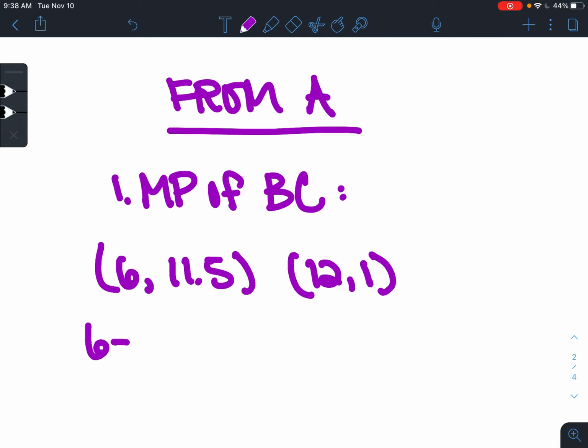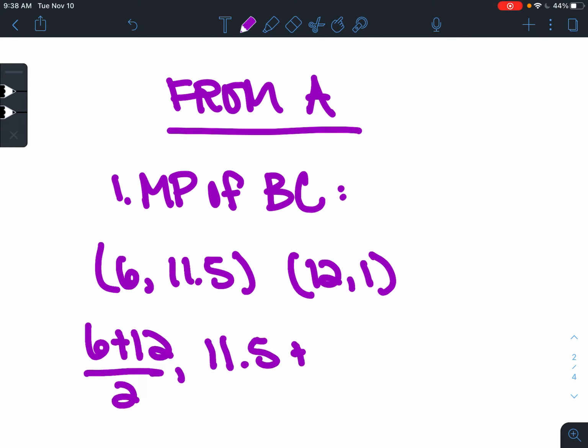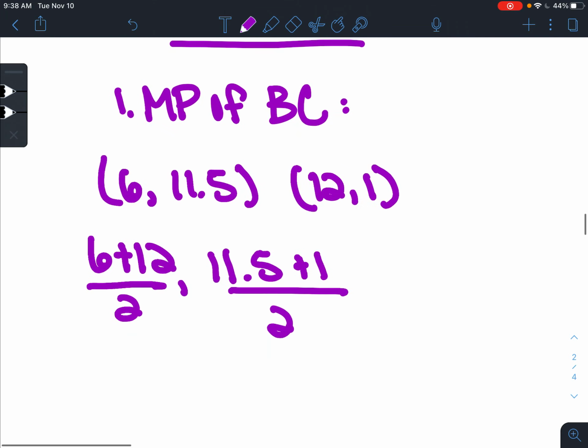All right, I'm going to do 6 plus 12 divided by 2, and then I'm going to do 11.5 plus 1 divided by 2. Which means I get 18 divided by 2, which is 9. And then if I divide 12.5 divided by 2, I get 6.25.